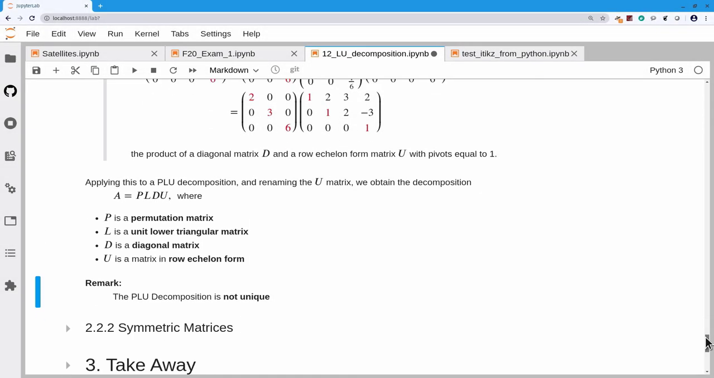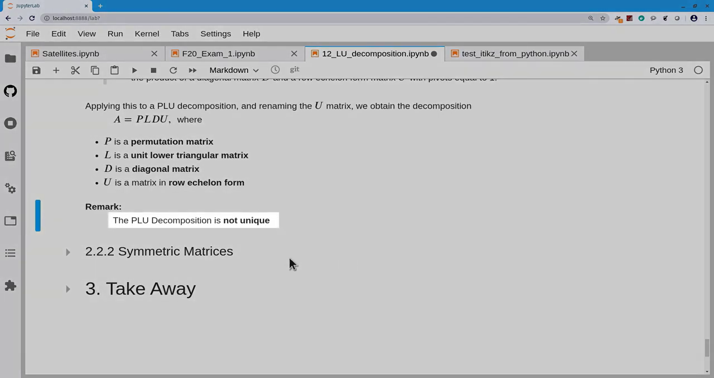Now, the PLU decomposition is not unique. LU was unique. There's only one way to obtain LU because we are insisting on ones on the diagonal. With PLU, well, we are free to do partial pivoting. So we are free to put any kind of row exchange in that we care to as we go along in our Gaussian elimination step. So there are many PLU decompositions for a given matrix A.